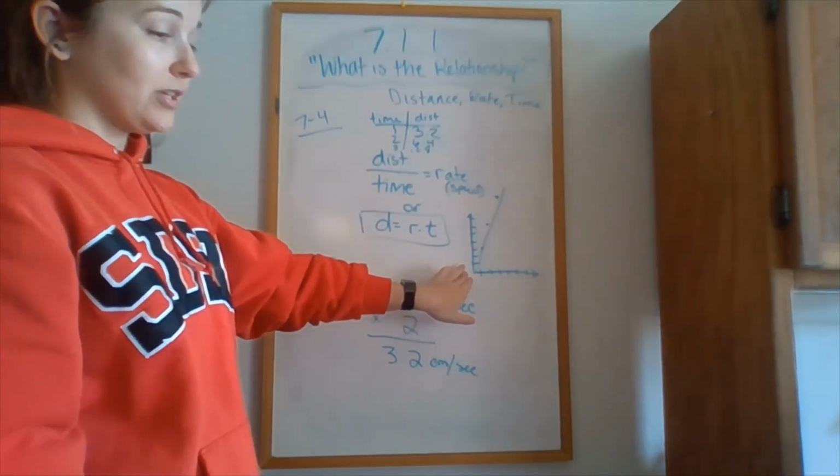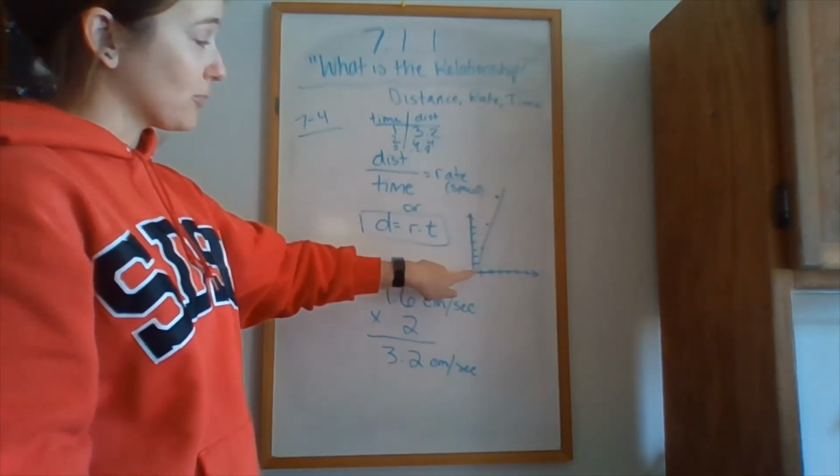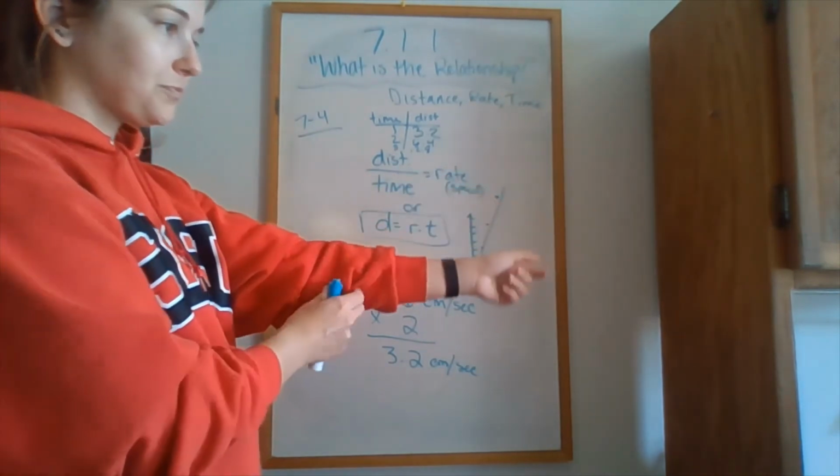And our graph, it says, what would it look like on the graph? It would look a lot steeper than our previous graph. Our previous graph went kind of like that. This graph is going a lot steeper.